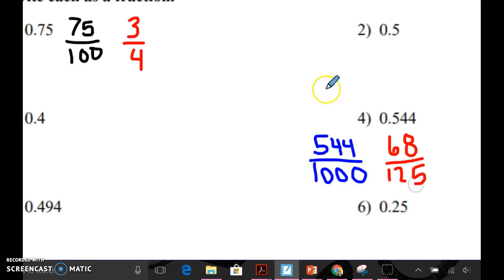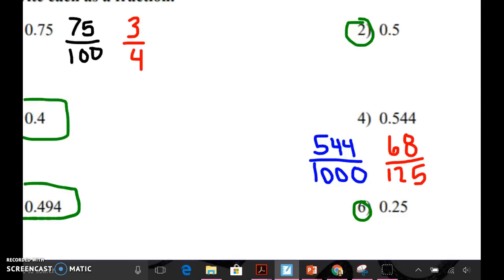So now try a few on your own. So I want you to try number 2, number 6, and try this one and this one. And when you're done, I will come and check you.